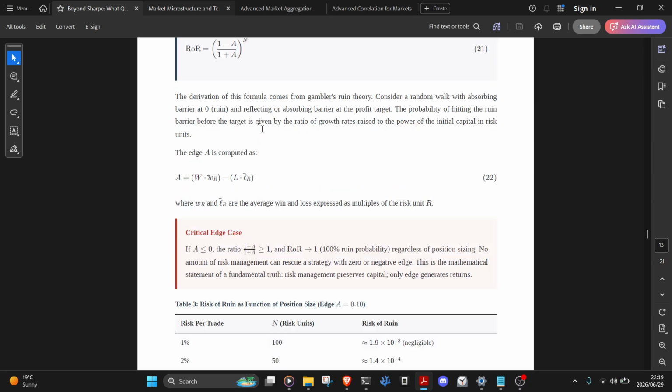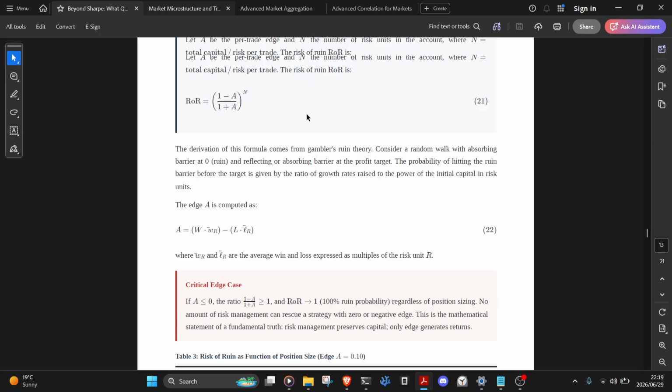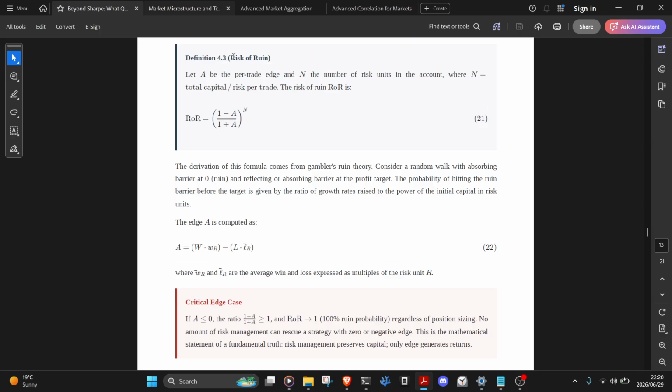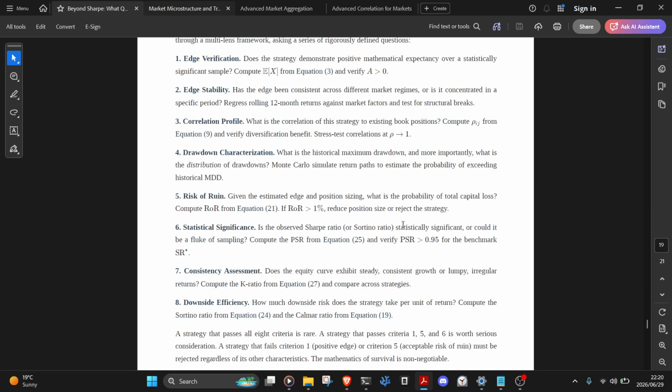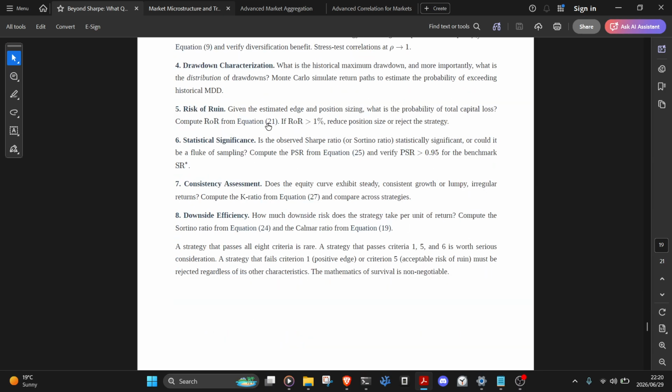Let's go look at equation 21. And here's equation 21, which is essentially defined by this formula over here, which is the risk of ruin. Number 6, statistical significance. Is the observed Sharpe ratio or Sortino ratio statistically significant, or could it be a fluke of sampling? Compute the probabilistic Sharpe ratio from equation 25 and verify that the probabilistic Sharpe ratio is greater than 0.95 for the benchmark Sharpe ratio.